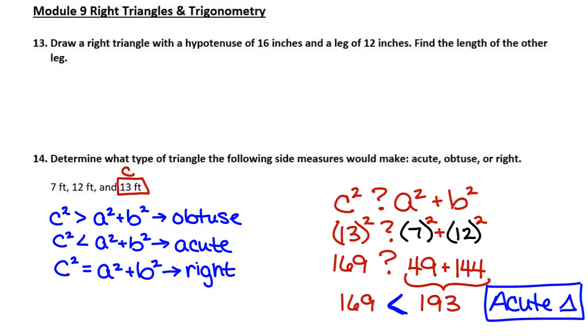All right, what else would you guys like to see? Number 13? 15. Number 15, absolutely. You're welcome.